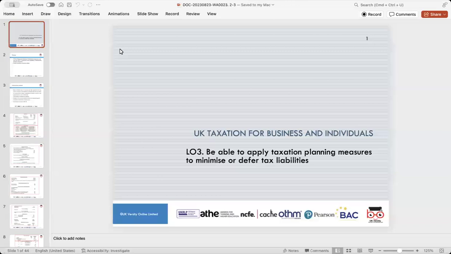So let's get started. In this lecture session, we will discuss an important aspect of taxation management: taxation planning measures to minimize or defer tax liabilities. Taxation planning plays an important role in minimizing tax liabilities and optimizing tax outcomes for businesses and individuals.